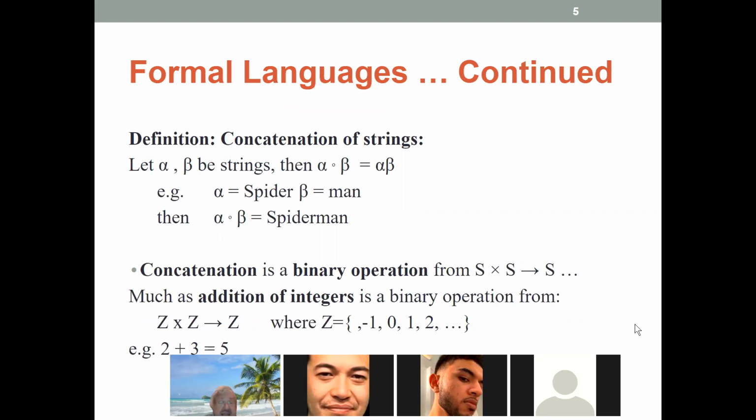So concatenation is a binary operation from S cross S into S. What the heck is that? Let S be the set of strings, then S cross S is the set of pairs of strings, which are allowed to be the same, why not? So S cross S into S.